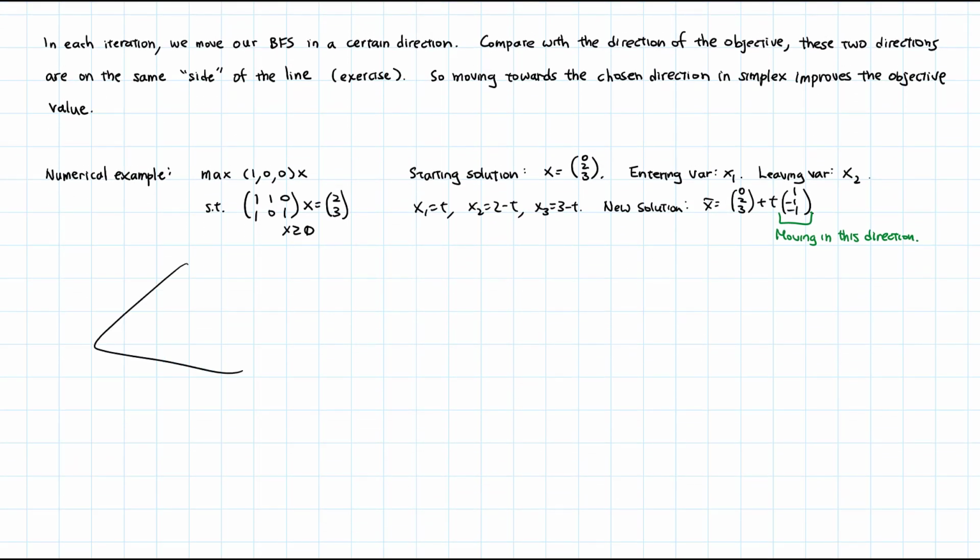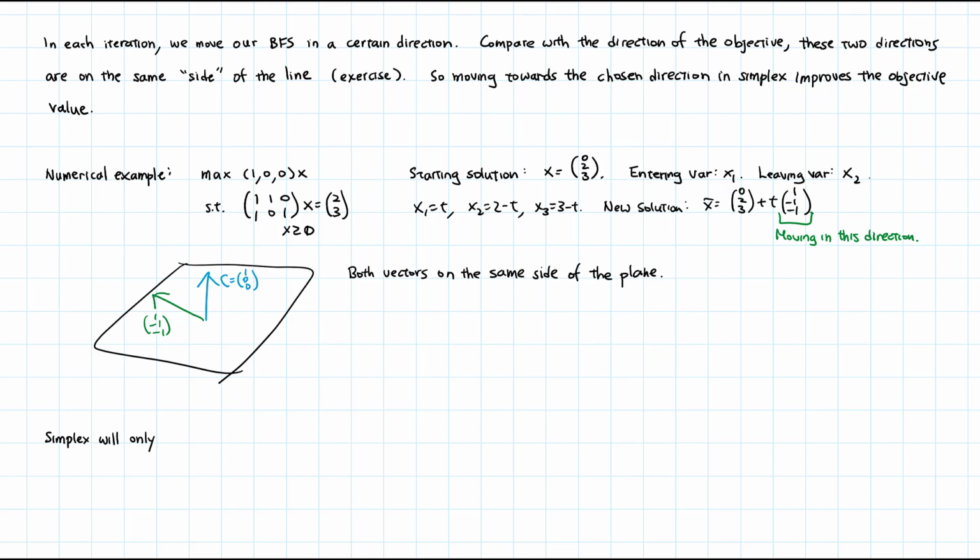If we take a rough sketch of this, we have a plane where we're pulling towards the direction of (1, 0, 0), and x moves in the direction of (1, -1, -1). Both of these vectors are on the same side of the plane, so moving x in this direction would improve the objective value.